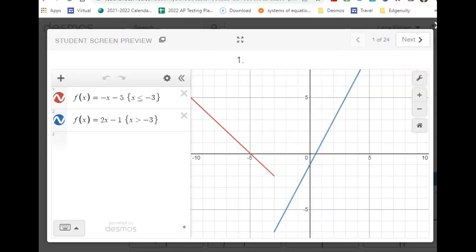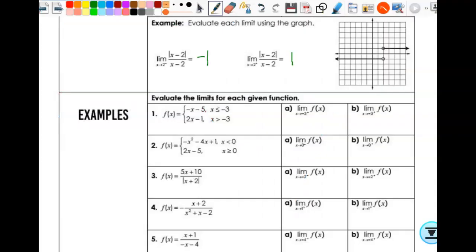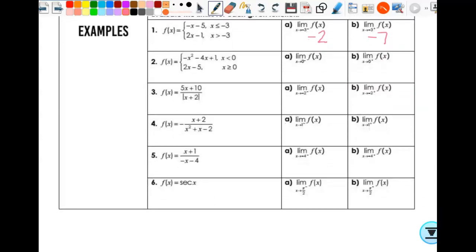Okay, here's what this looks like. So this is the same function that you have there. As x approaches 3 from the left, what's the limit? -2. And as I approach 3 from the right, what's my limit? -7, exactly. -2 and -7. Any questions about that? It really is pretty simple. It's not a trick, but if you're not sure where we're getting something from, let me know.